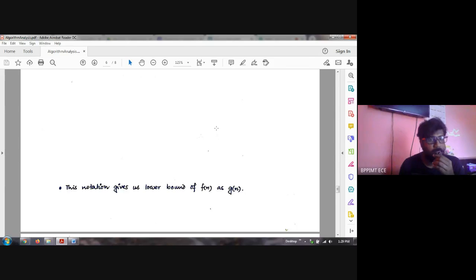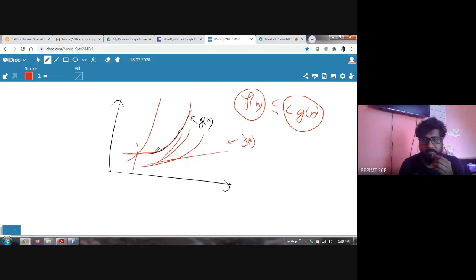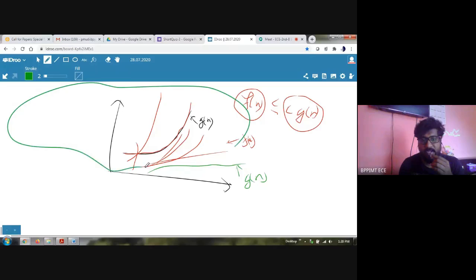Okay. Now see, in the graph we had an upper bound. Now we have got the concept of a lower bound like this. Any function will always lie above this curve g(n), and that is the meaning of big omega notation. That means this is the entire space where f(n) can lie above g(n). This is your space for big omega notation.